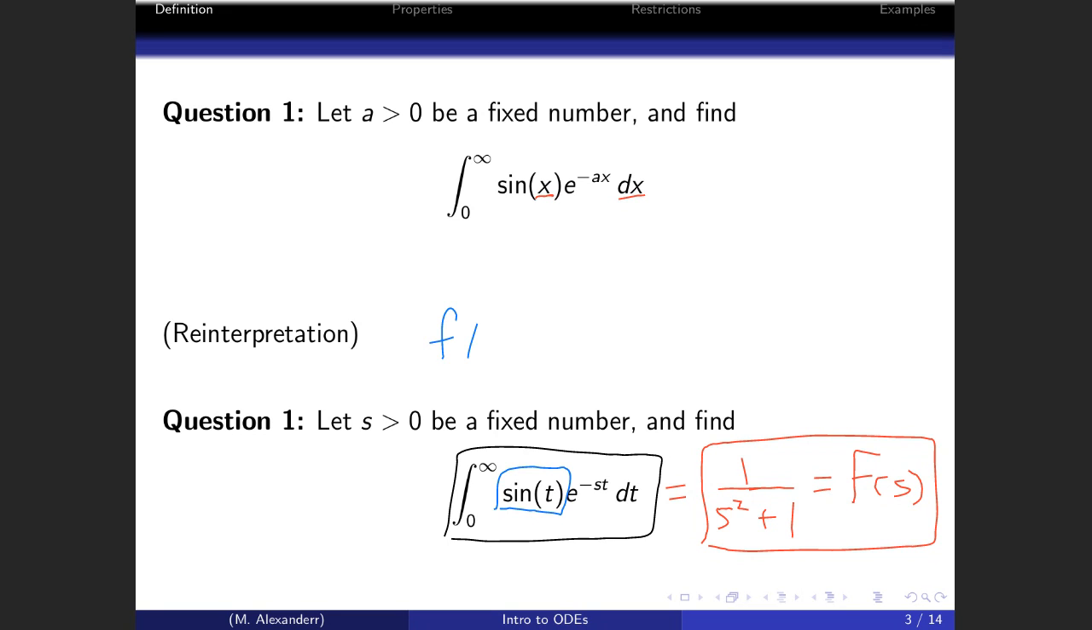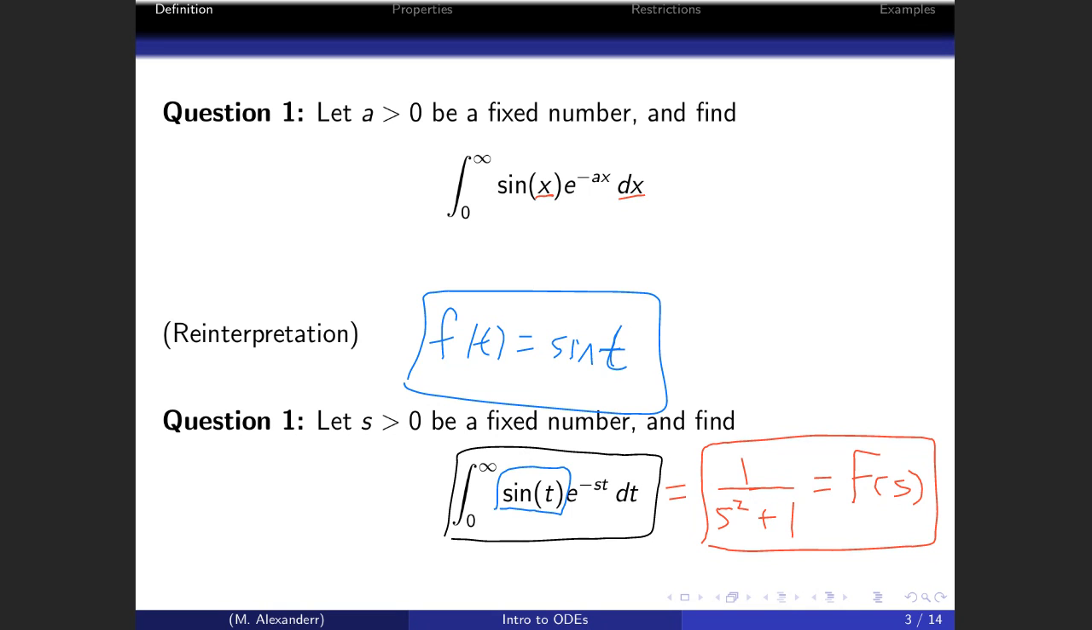So the original function was f of t is equal to sine of t. What I want to focus on is that the blue function is in the variable t, and you plug it into your black box, which is your calculus 2 integration, and then the output is your red function, which is 1 over s squared plus 1, and this is a function of the variable s.